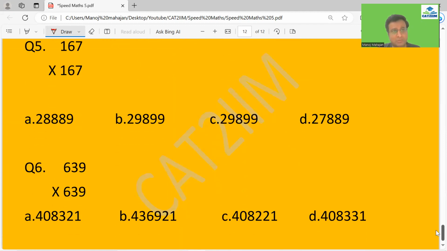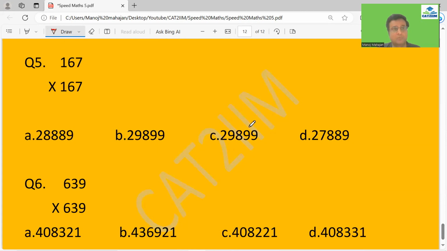Let's come to the last two problems over here. Now, when you have 167 into 167, what is the base we are going to pick up? Of course, 150. What is x? 17. See, we should not try solving this with 100 because the surplus would be too large, 67. We should not try to solve with 200 also because the deficit would be 33, again too large. So 150 would help us.